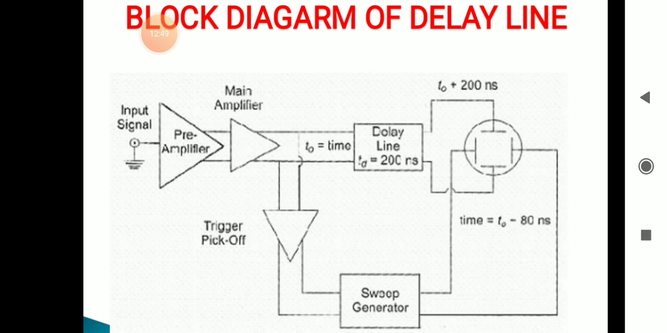As shown in the figure, you can observe two delay lines. One is for 200 nanoseconds, another one is for 80 nanoseconds. One is for the vertical deflecting plates, another one is for the horizontal deflecting plates. So 200 nanoseconds is used for the vertical deflecting plates, and 80 nanoseconds is used for the horizontal deflecting plates.